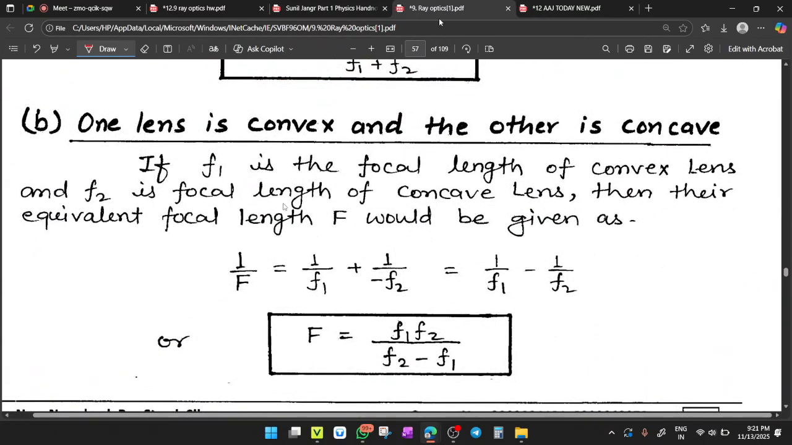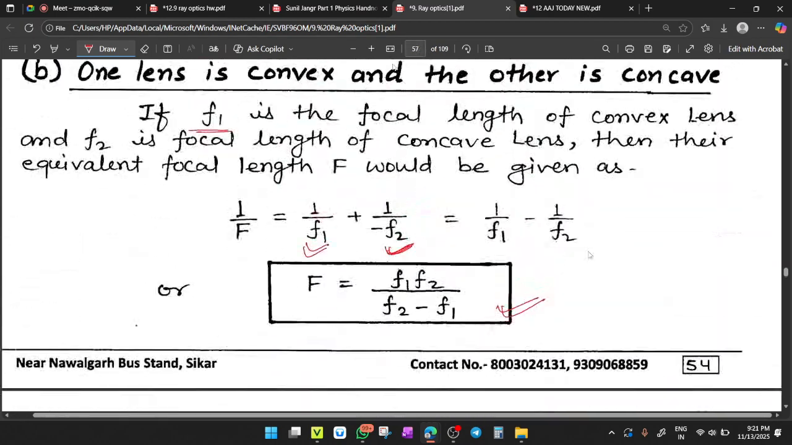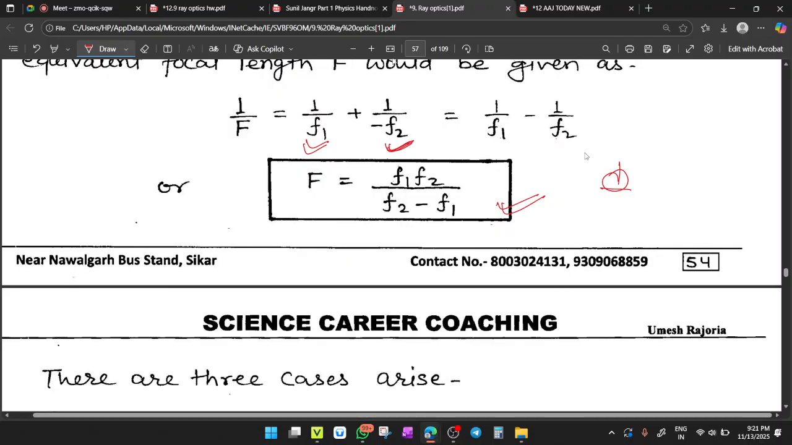Now, second case: one lens is convex and another is concave. If f1 is the focal length of the convex lens and f2 is the focal length of the concave lens, then the focal length of a convex lens is positive, so you take 1 upon f1 as positive, and the focal length of a concave lens is negative. So it will become 1 upon f1 minus 1 upon f2. So f equals f1 f2 upon f2 minus f1. Clear? For concave it is negative. Or if you're talking about power, then 1 upon f becomes power.